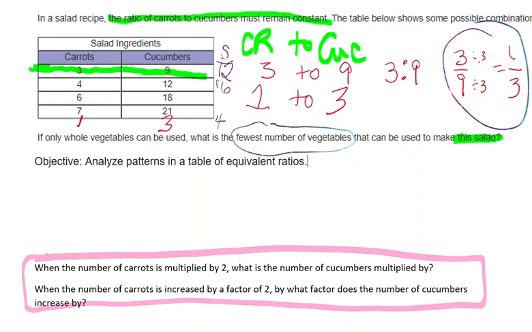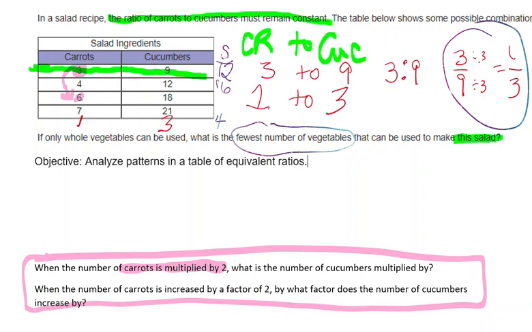and see what that's asking. When the number of carrots is multiplied by 2, what is the number of cucumbers multiplied by? So here we're looking at the column for carrots. When the number of carrots is multiplied by 2. So here we're going to take the number of carrots, 3, multiply it by 2, 3 times 2, and we get 6.